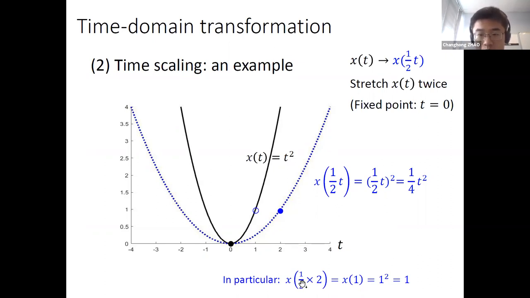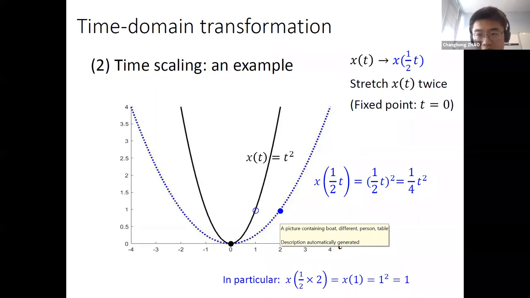When t equals 2, x of 1/2 t is x of 1/2 times 2, which is x of 1, which is 1 squared, which is 1. In other words, for the new signal x of 1/2 t to take the same value 1 as the original signal, we must increase t from 1 to 2. In other words, if this happens to every point of the original signal, then we are stretching the signal twice.